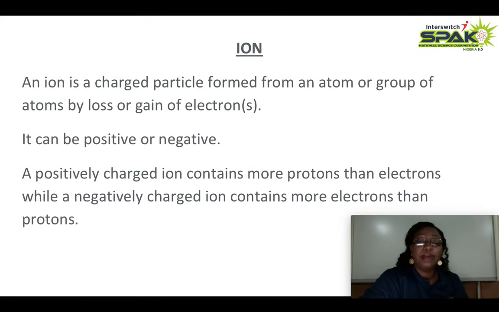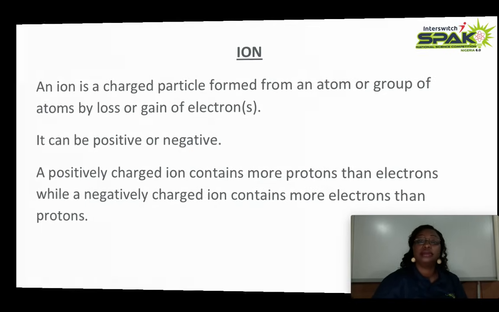Ion is a charged particle formed from atom or group of atoms by loss or gain of electrons. We have two types. We have the positive, which is a cation, and we have the negative, which is an anion. A positively charged ion contains more protons than electrons, while a negatively charged ion contains more electrons than protons.